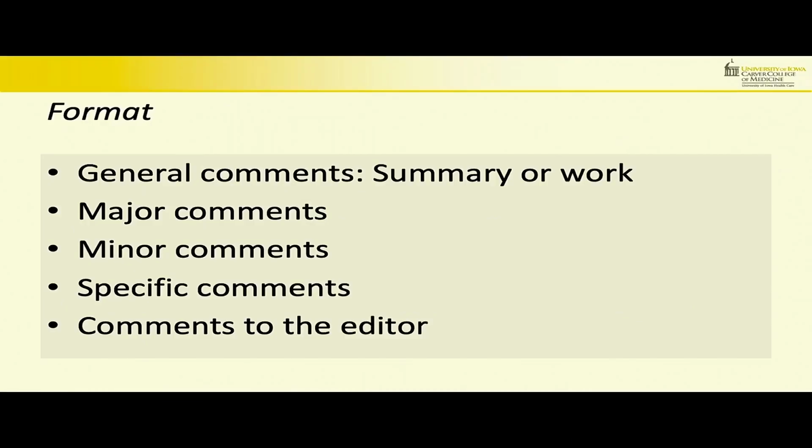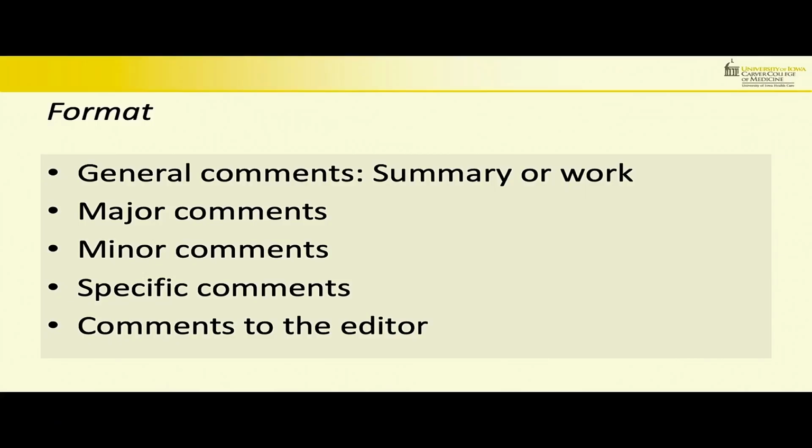So my general format is to start out with general comments, which is a summary of the work, all right? And in that, I specify whether I think this is a reasonable question to answer. Again, give the authors credit for trying to answer the question and summarize their results. So this is 3 or 4 sentences long. And then I have a section on major comments. And these are the things that I really think the authors need to address. Usually I will say, you have to address these or the study can't be published, right? These are the things that are of major concern.